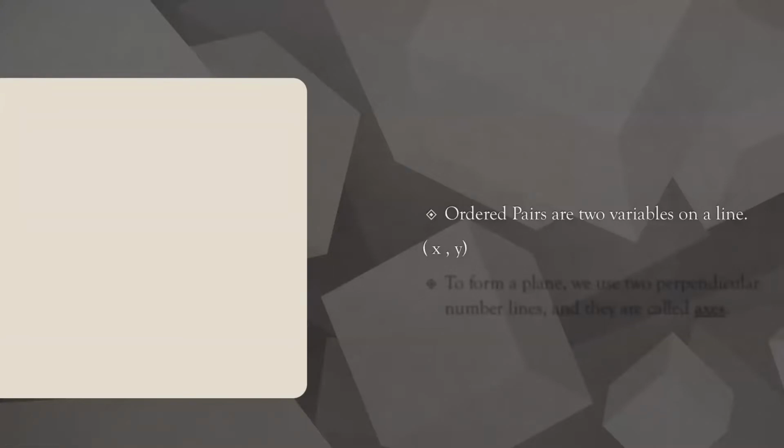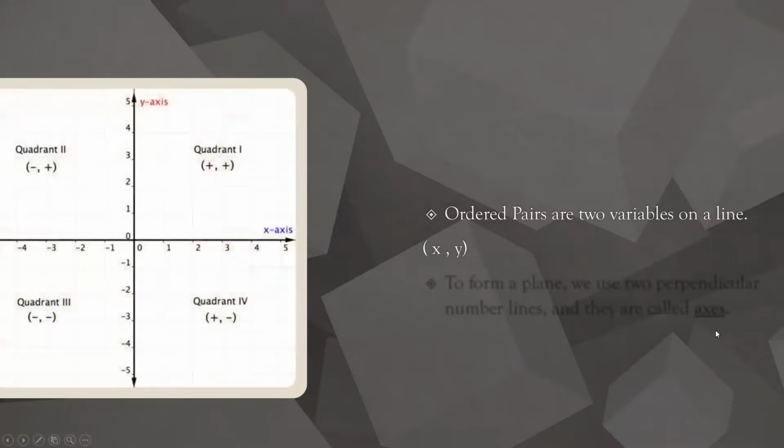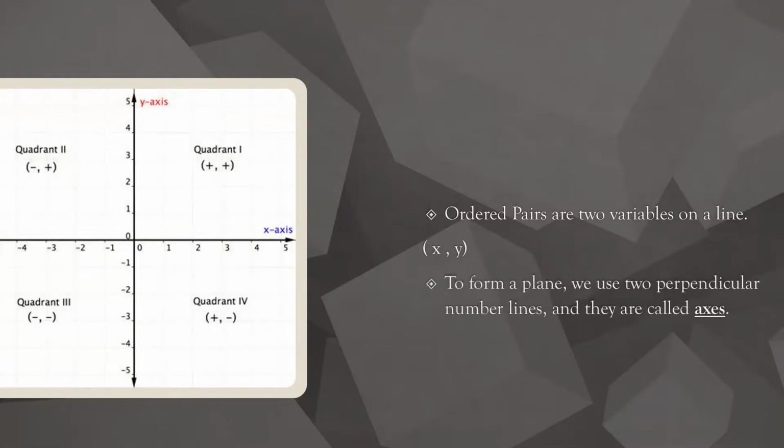The ordered pairs are variables on a line. They are both represented by X and Y. To form a plane, we use two perpendicular lines and they are called axes. So we have our y-axis, which is our vertical line, and our x-axis, which is our horizontal line.